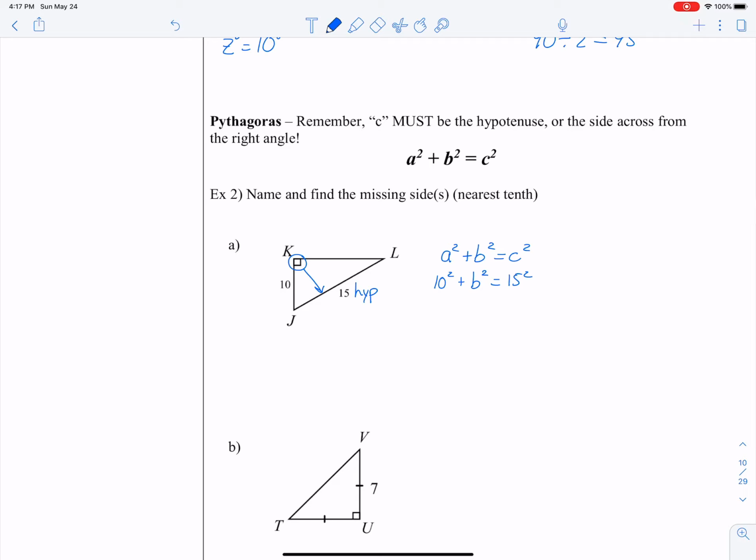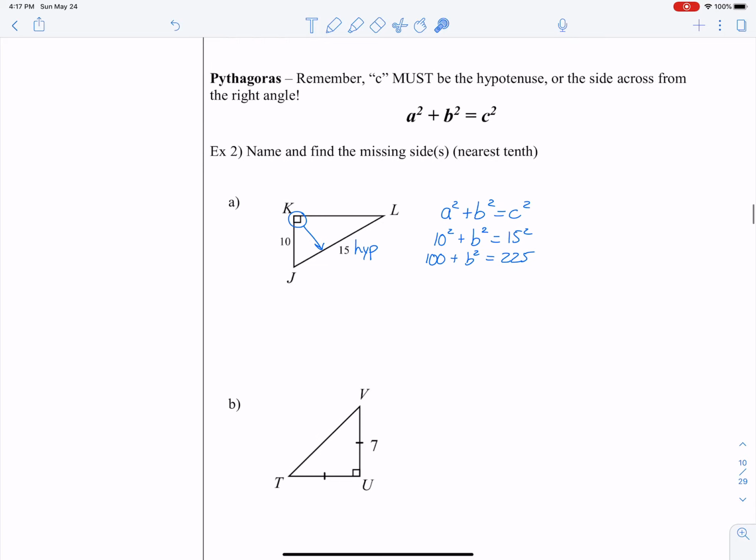So then I am going to multiply my numbers here to get rid of the 2. So I'm going to put 10 squared into my calculator, and I get 100 plus b squared. We can't do anything with that. And then I'm going to put 15 squared into the calculator and I get 225. Now I'm solving for this b squared.